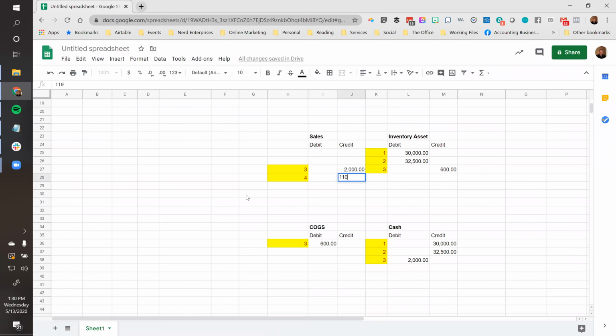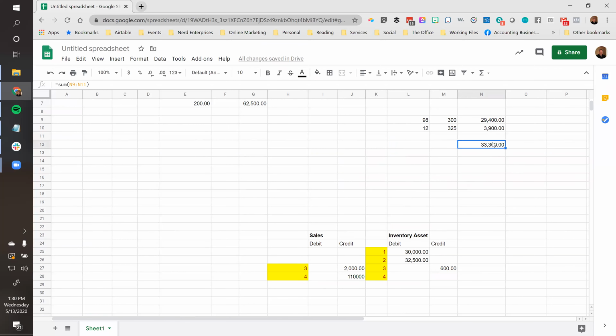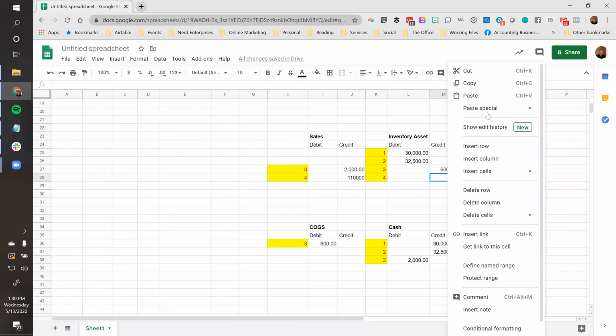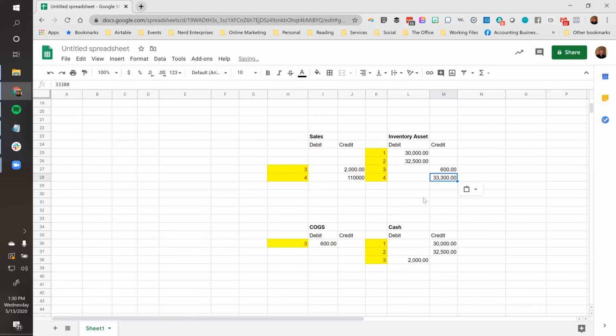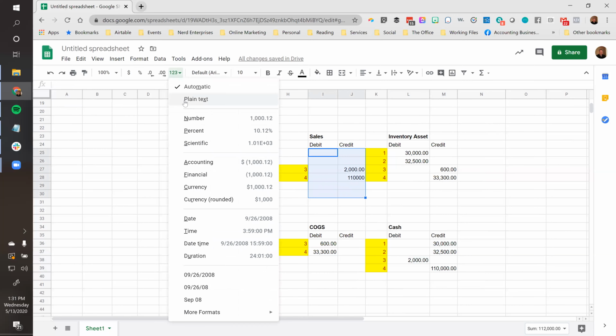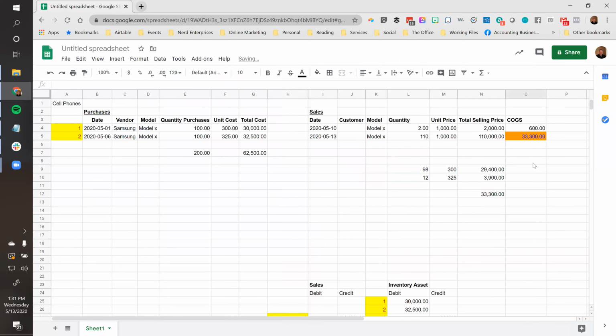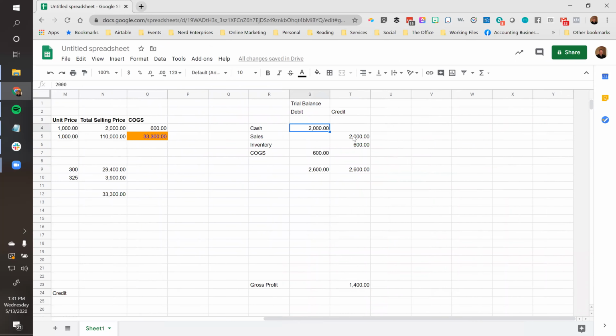Credit. Okay, transaction 4. We're going to credit inventory for 33,300. Okay, we're going to debit cost of goods sold for the same 33,300. Okay, and we're going to credit cash for the same 110,000. Right, same idea. The debits and credits are always going to balance. It's pretty easily done because your cash and your sales is going to be the same.